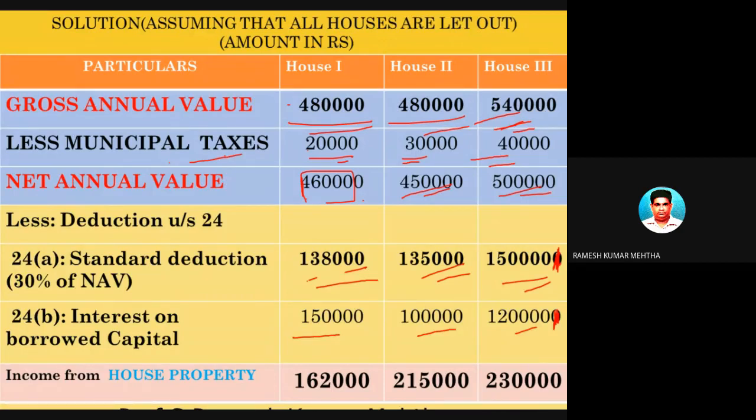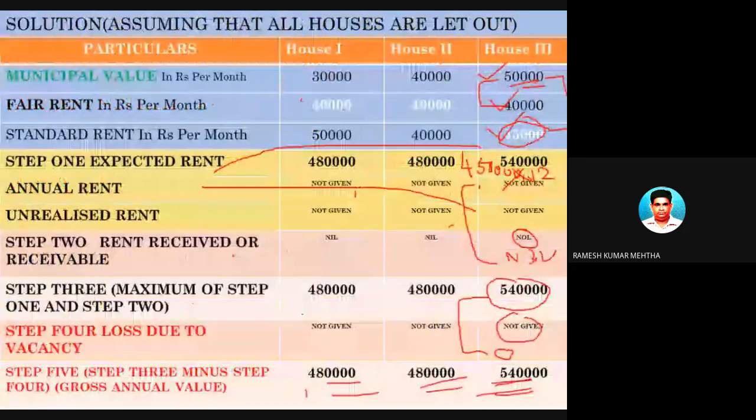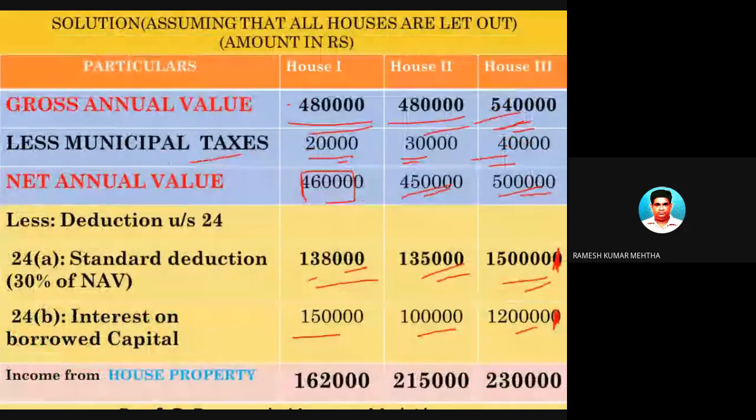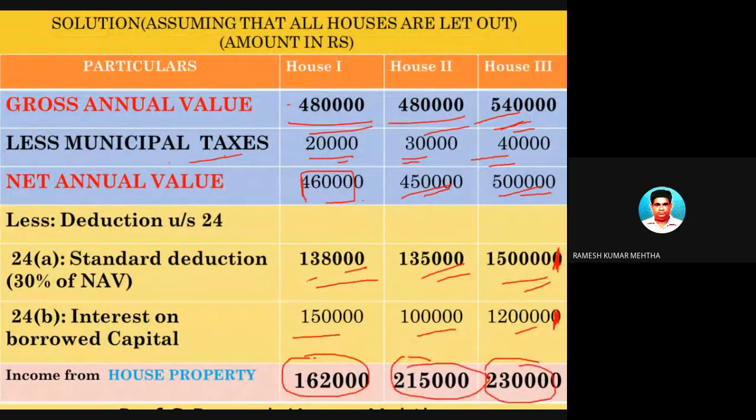So what we have done so far: if the house property is let out during the year, then for house property 1, house property 2 and house property 3, the income from house property is 1,62,000 in the case of house 1, 2,50,000 in the case of house number 2, and in property 3, the income from house property is 2,30,000 rupees. So this is the first step.